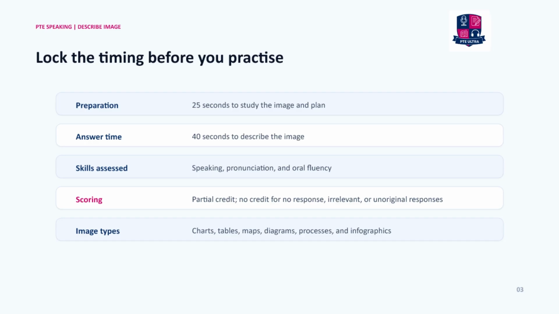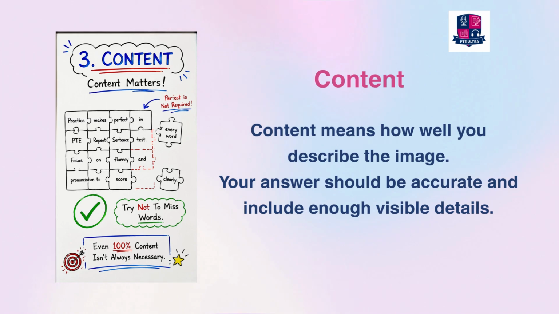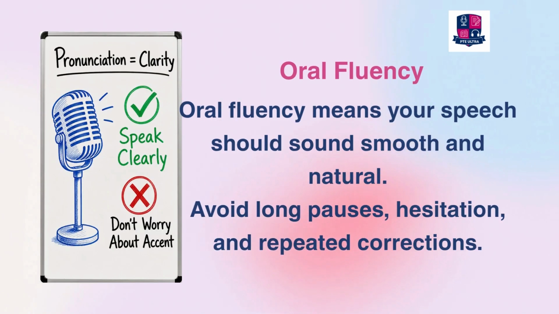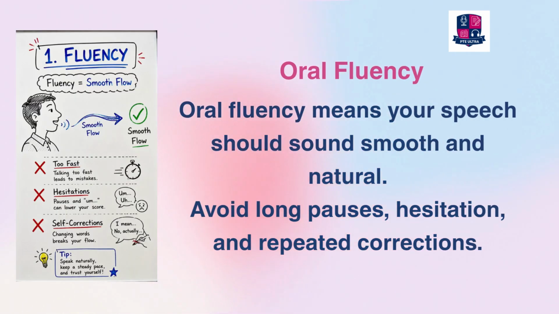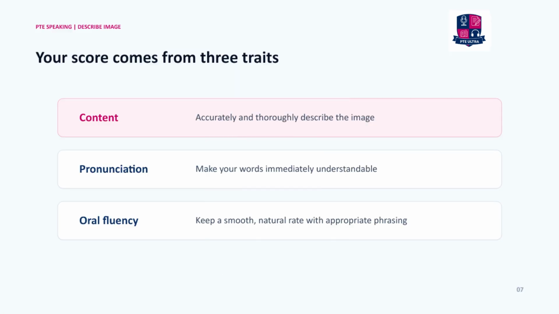In the exam, you will get 25 seconds to study the image and prepare your answer. Then, you will have 40 seconds to speak. Pearson scores this task mainly on content, pronunciation, and oral fluency. Content means how well you describe the image. Pronunciation means how clearly your words can be understood. Oral fluency means how smoothly and naturally you speak. So, your goal is simple. Speak clearly, stay organized, and avoid unnecessary information.